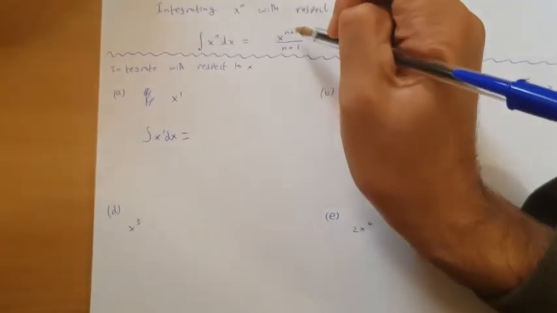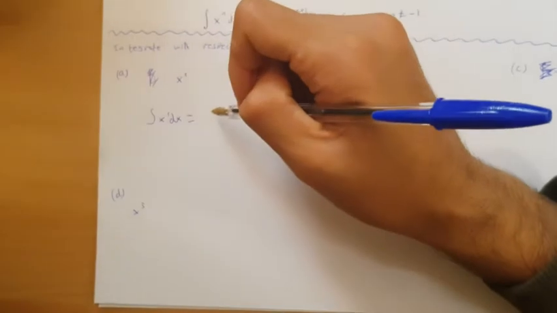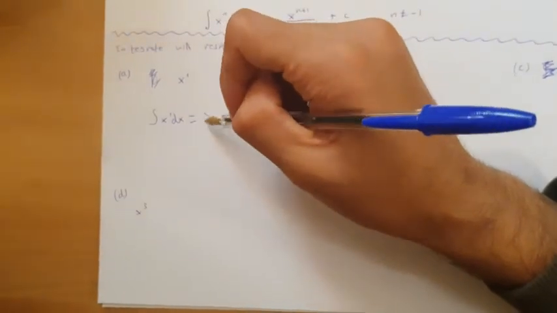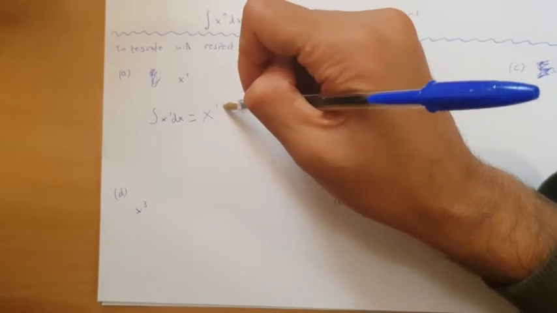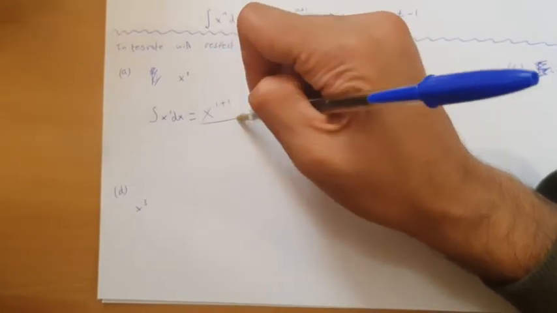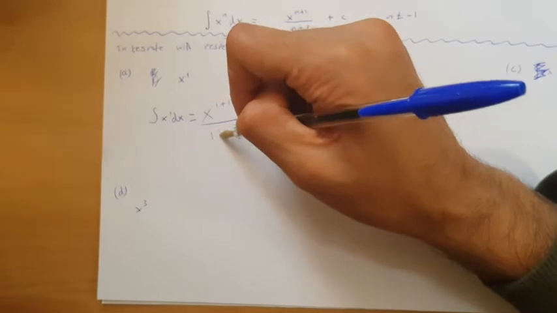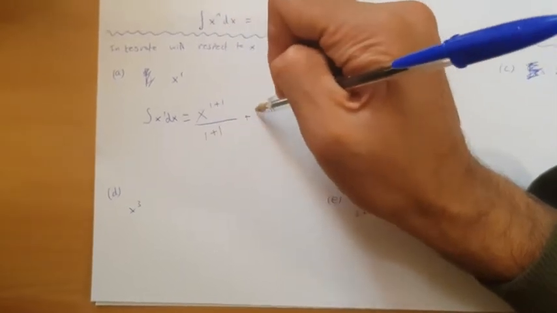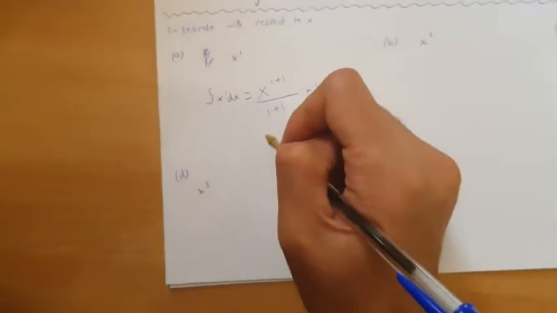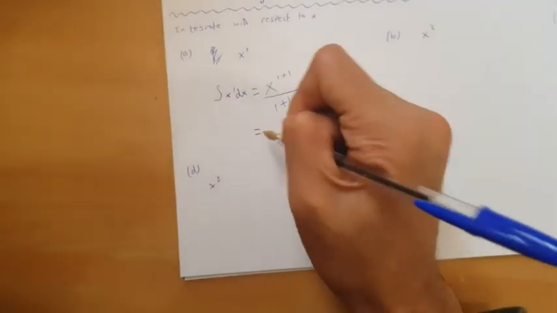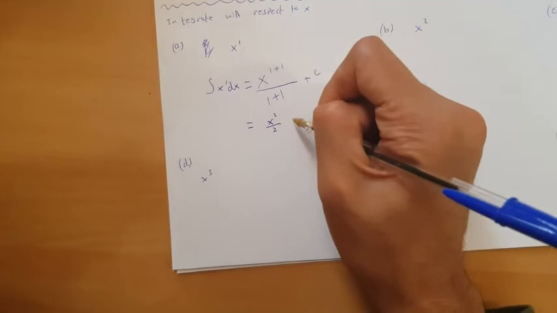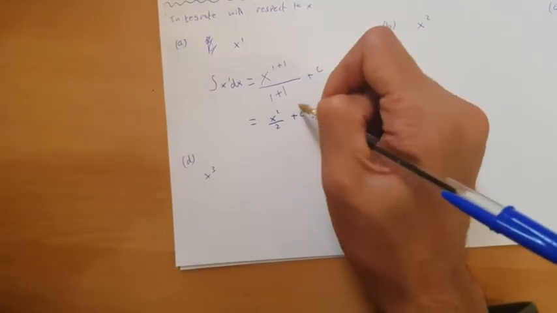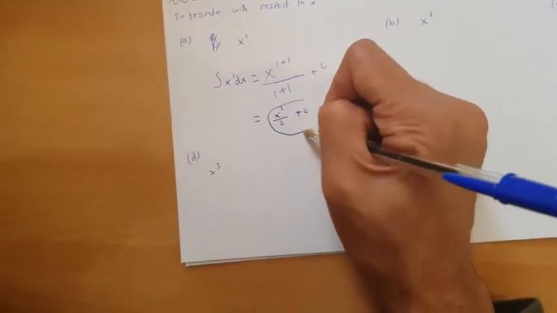So that is equal to x to the n plus 1. So in this case, we have x to the n being 1 plus 1 divided by n plus 1, which is 1 plus 1, plus c. And now tidying that all up, we get x squared over 2 plus c. And that is our answer there.